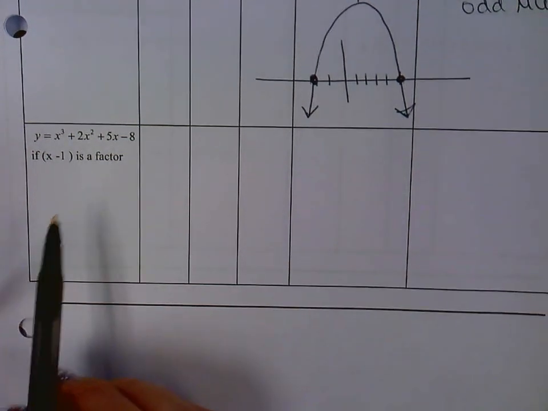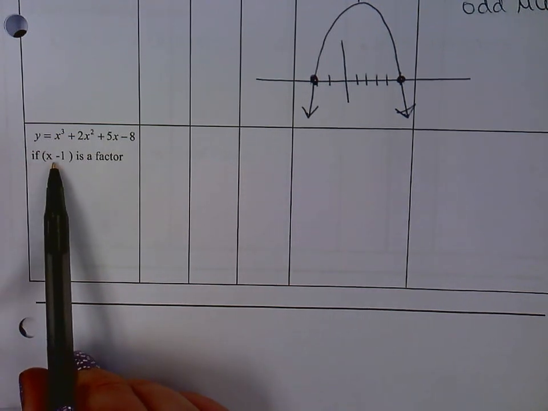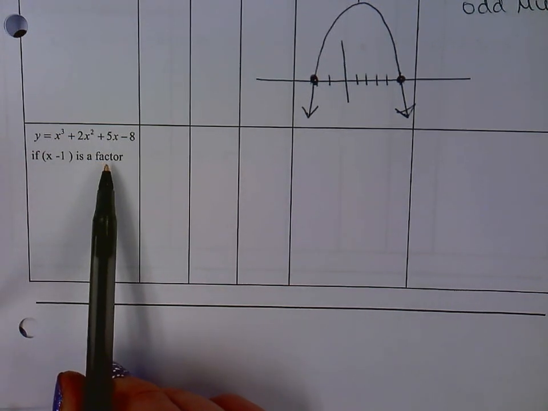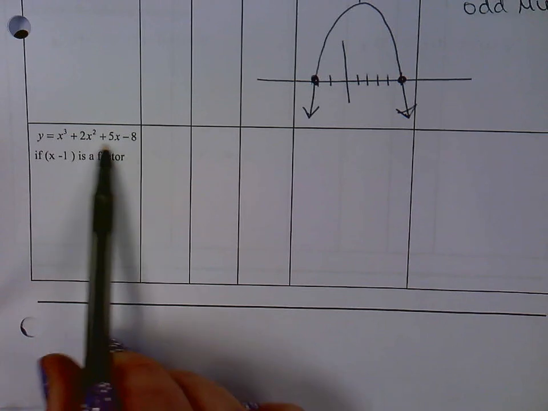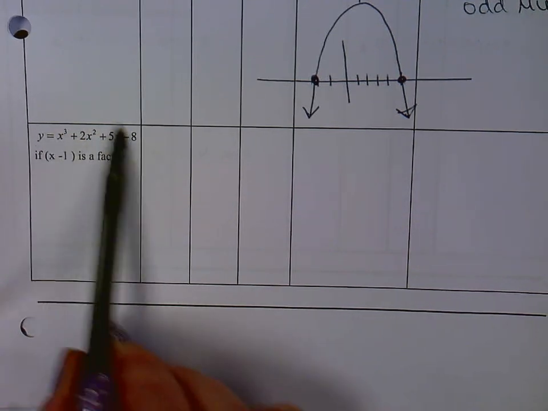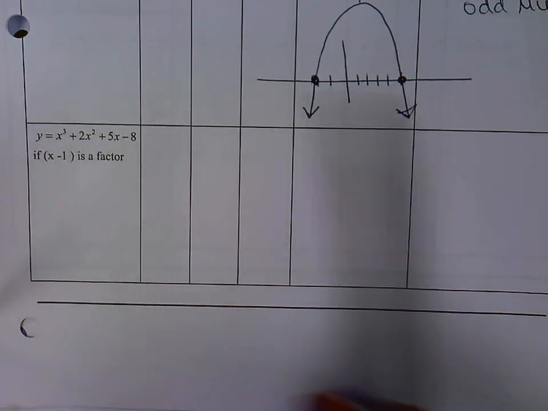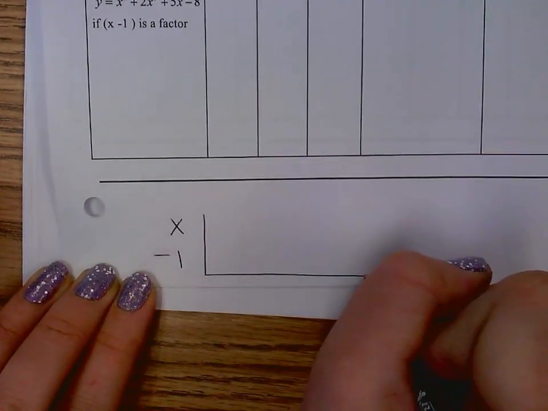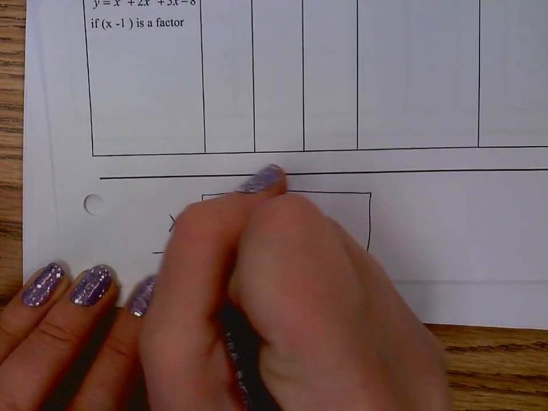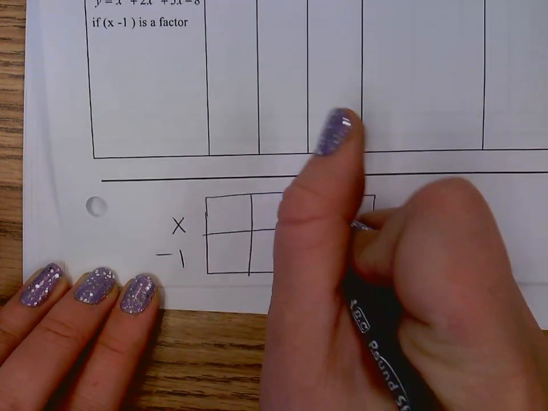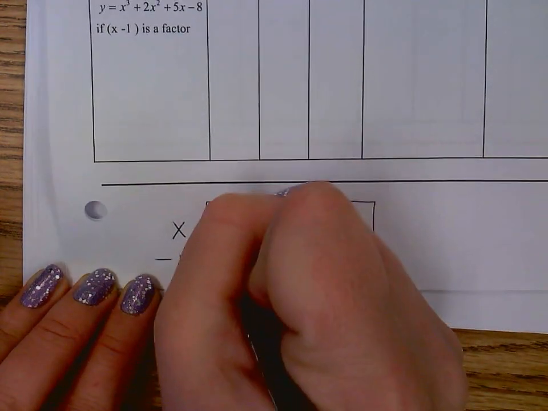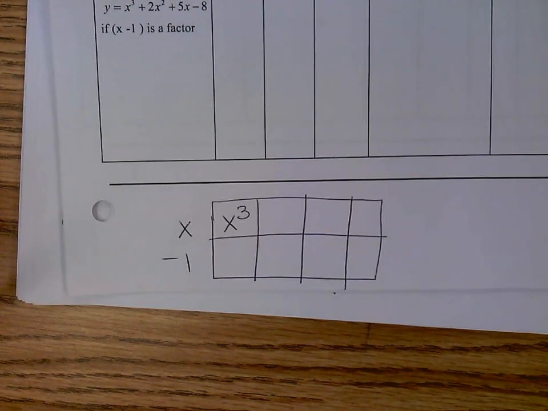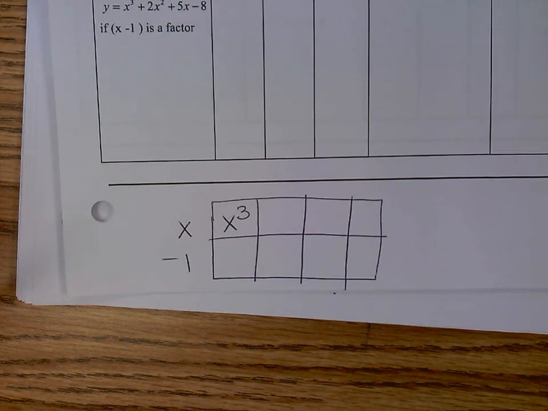This last question says, if x minus 1 is a factor, we want to find what this is in factored form. So what you're going to do down here is do a little bit of division. Right? So they're saying x minus 1 is one of your factors. Find your other factors. So take a minute and do some division. You should not get a remainder. You should get a remainder of 0.